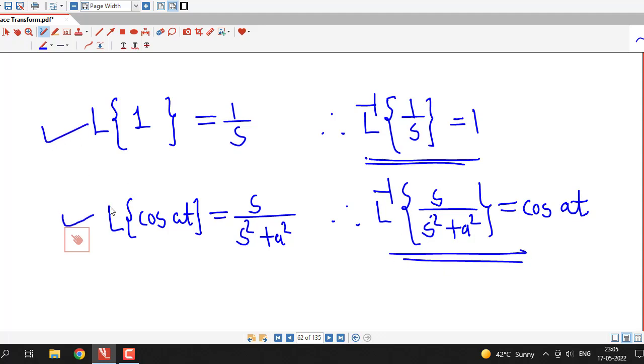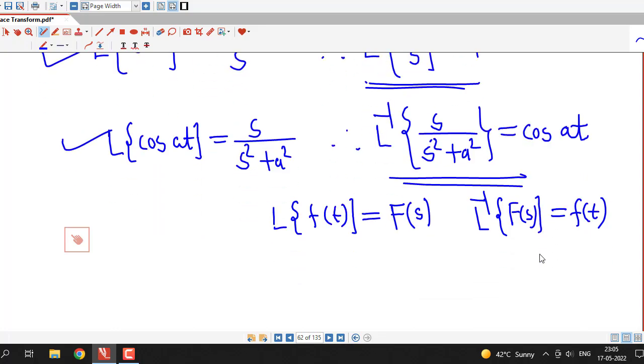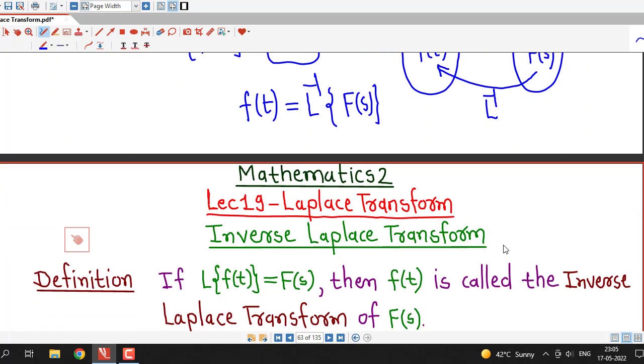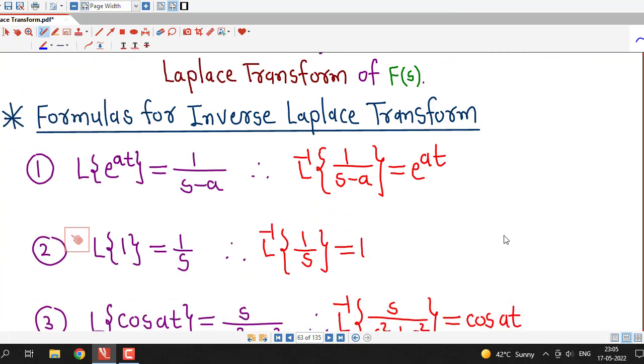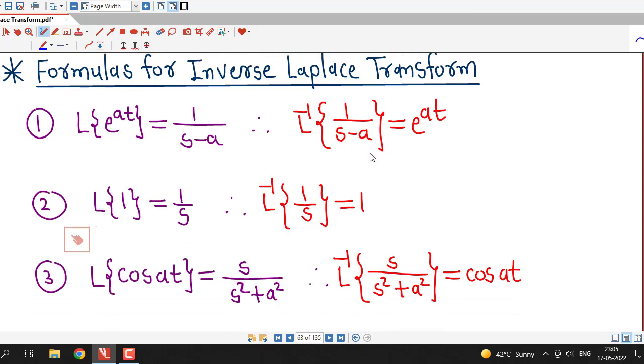So we don't have to remember all these formulas. We remember all these Laplace transform formulas, and using this definition we can easily write down the corresponding formula for the inverse Laplace transform. If the Laplace transform of small f is capital F, then L inverse of capital F, which is a function of s, is small f of t. So we reverse all those standard formulas which we have discussed in earlier lectures. Here I have written the list of formulas for the inverse Laplace transform.